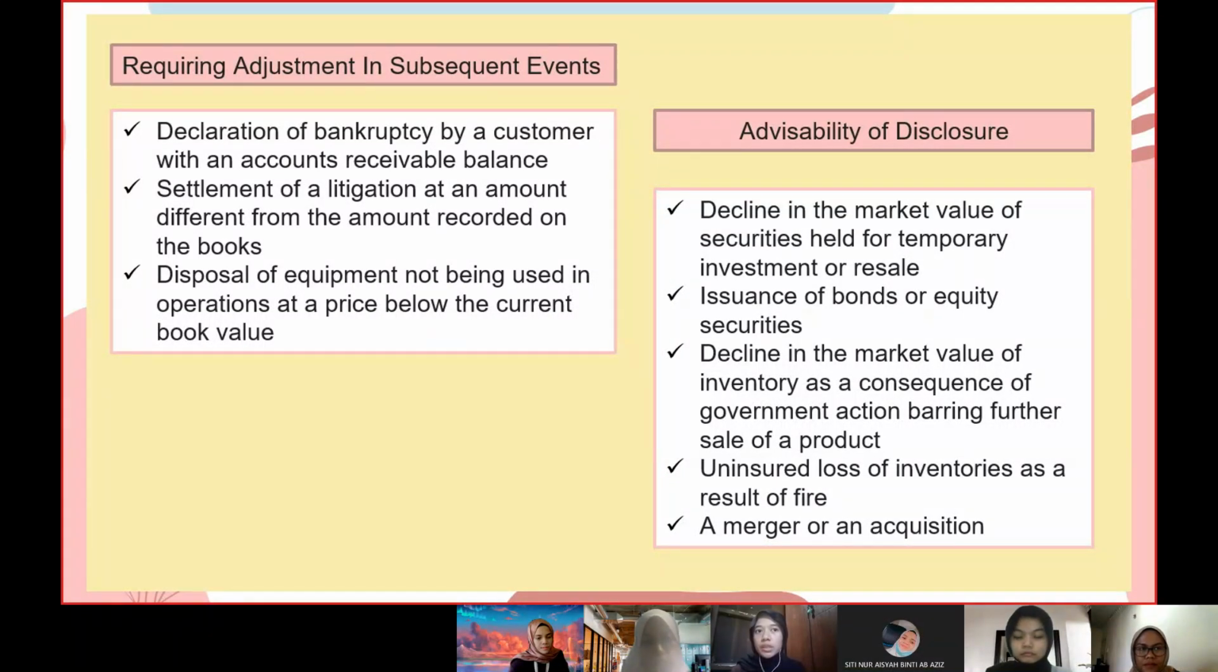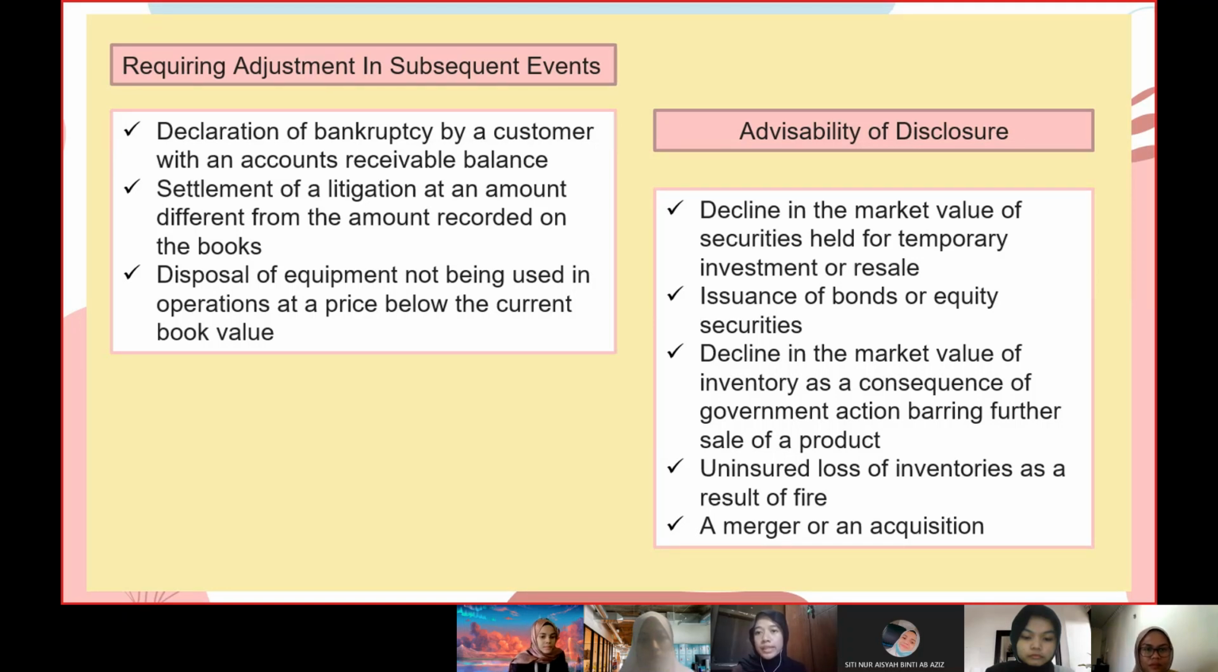Okay, next we see events requiring adjustment in subsequent events. First, the declaration of bankruptcy by a customer with an account receivable. Next, a settlement of litigation at an amount different from the amount recorded. We also see the disposal of equipment not being used in operations at a price below the current book values. Okay, these are some of the adjustments that we need in subsequent events.